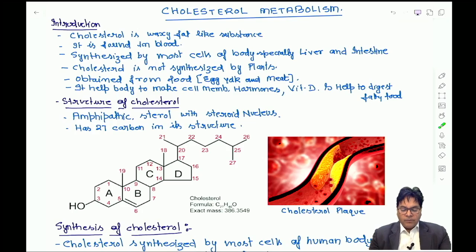Cholesterol also has certain uses in our body if it is present in controlled amounts. This cholesterol is responsible for cell membrane formation. It is responsible for the synthesis of certain hormones. It is responsible for vitamin D synthesis, and it also helps to digest food, fatty food especially.